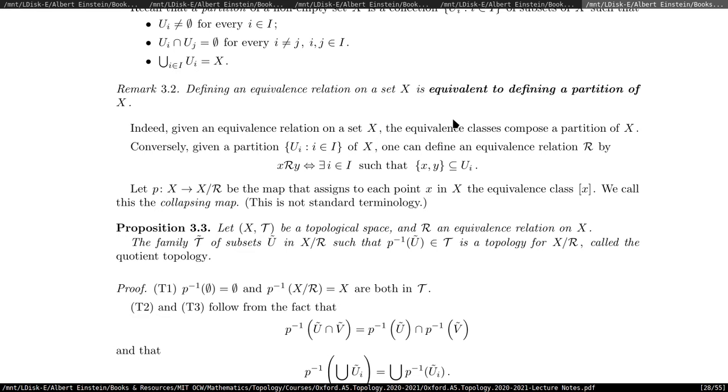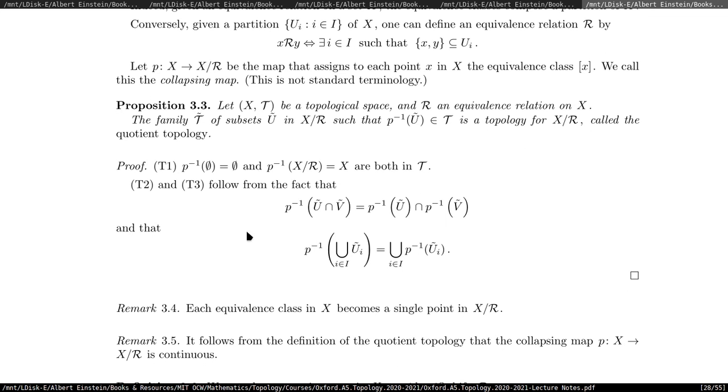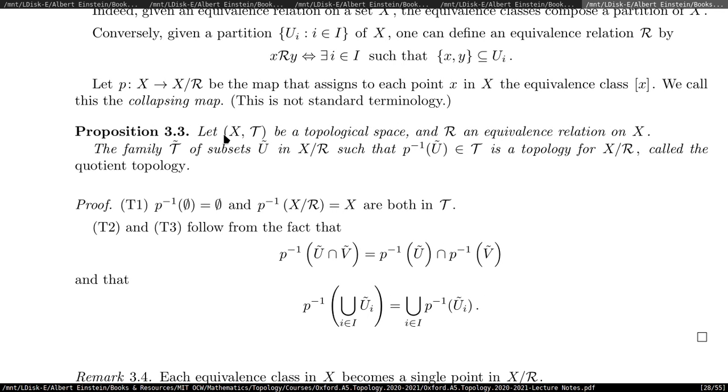So how do you define an equivalence relation on a topological space? This is what Proposition 3.3 does. If you have a topological space (X, T) and an equivalence relation on X, now you have this family T tilde, so you probably can't see the tilde, but if I zoom in, there's a tilde on top of T. This is a family of subsets of the quotient space such that the pre-image of each of these subsets is open. So it's in the topology. These subsets together make up a topology for the quotient space. This is the quotient topology.